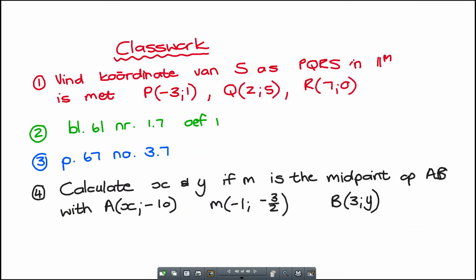Okay, daar. En dan gaan jy also on page 67. That one is the revision exercise. Daar gaan jy net vir my doen nommer 3.7. Gee die koördinate van S as PQRS 'n parallelogram is. And then the last one, calculate X and Y if M is the midpoint of AB. Okay. Jy gaan gou nou vir my daai 4 doen, dis klaswerk. Jy moet dit klaarmaak because the next period I want to mark this.